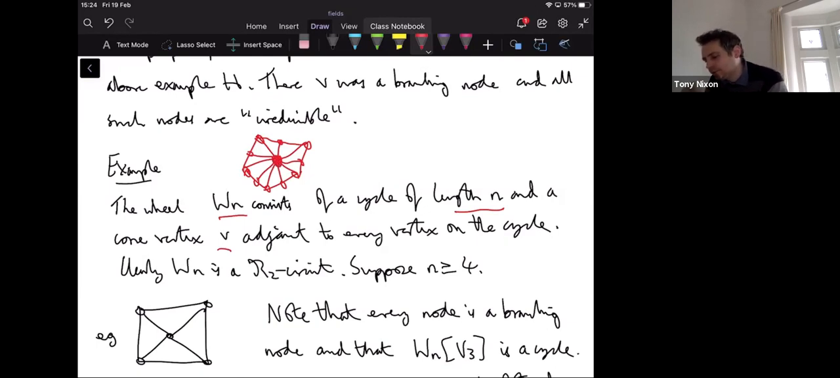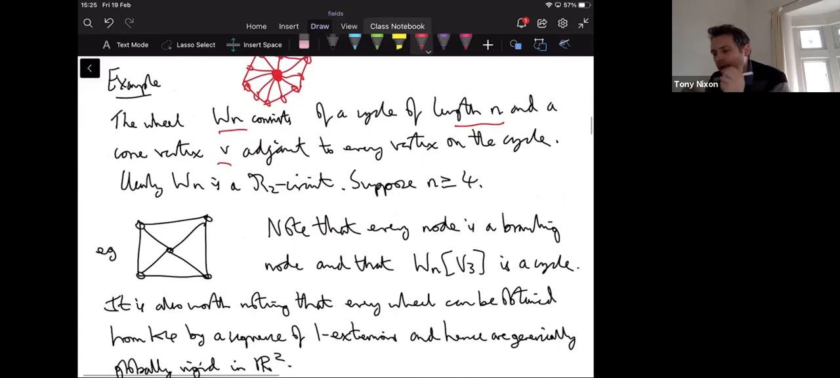Okay, so what do I want to say about wheels? Well, they're special because of this subgraph of nodes thing. In the middle, as long as the number of vertices on the cycle is at least 4, the vertex in the middle will have large degree, but every other vertex will have degree 3. So if I look at the subgraph of the wheel induced by the vertices of degree 3, then I get this cycle around the outside.